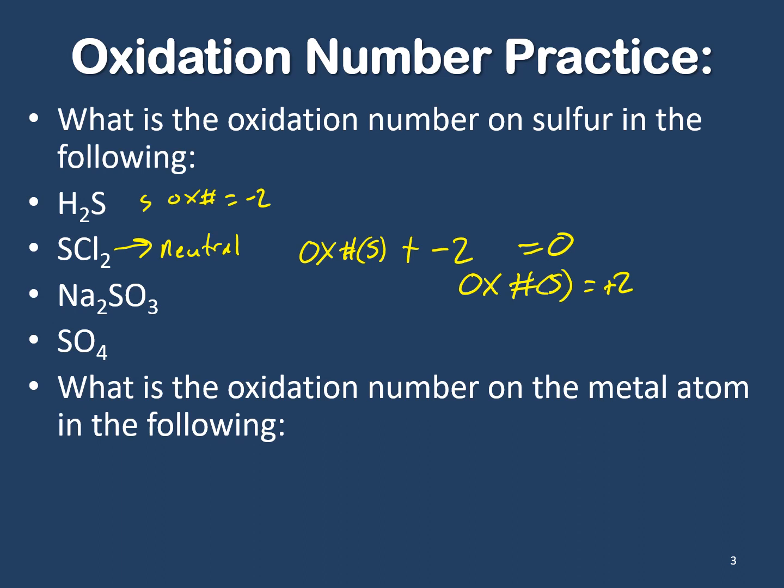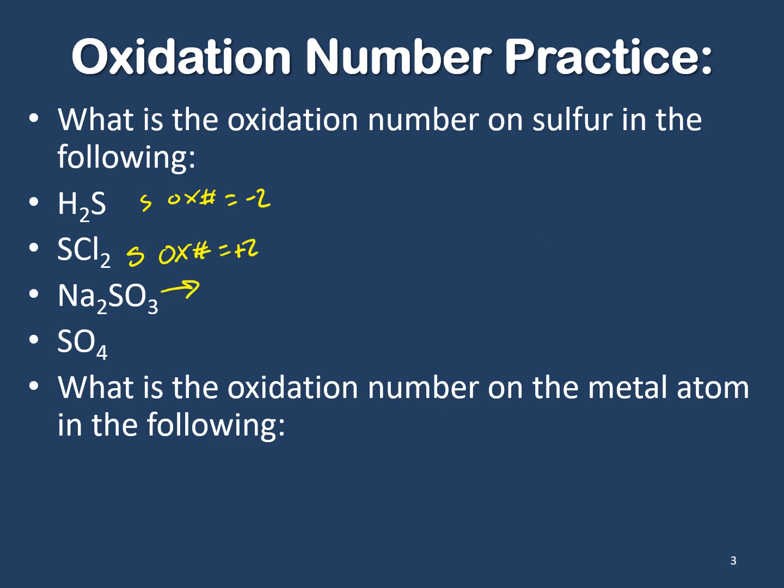Notice that in the first compound we calculated, the oxidation number was -2, and now in this compound it's +2. This is a great example of how it can change dramatically. It's not always 2 plus or minus, it could be a different number as well. Let's do some more calculations.